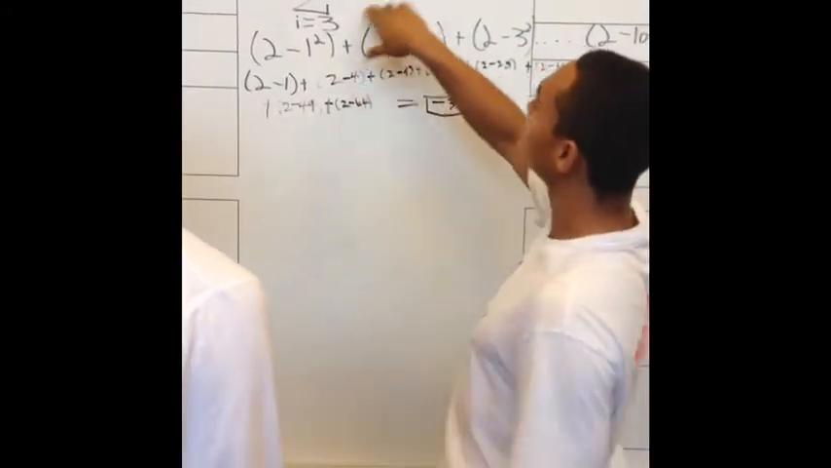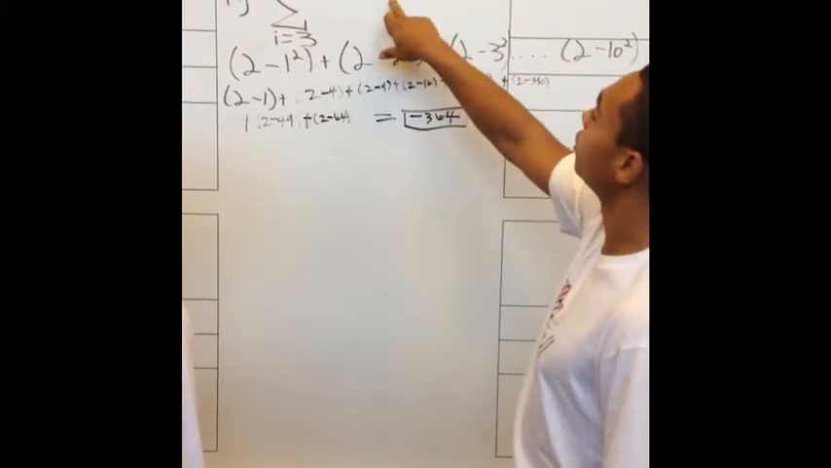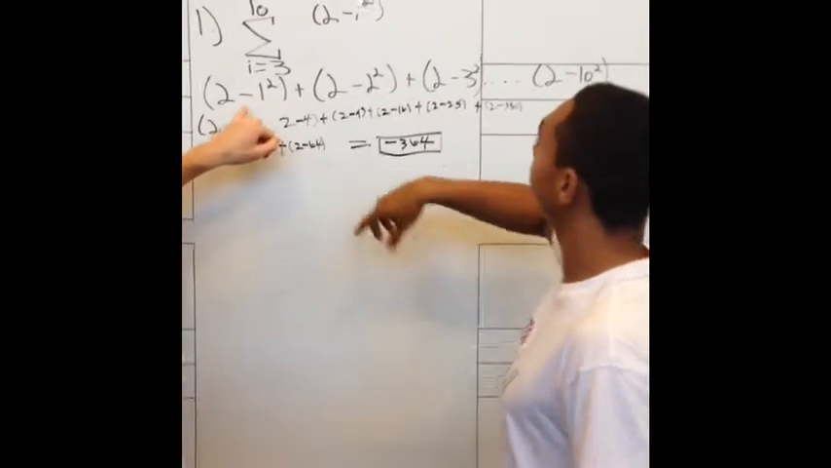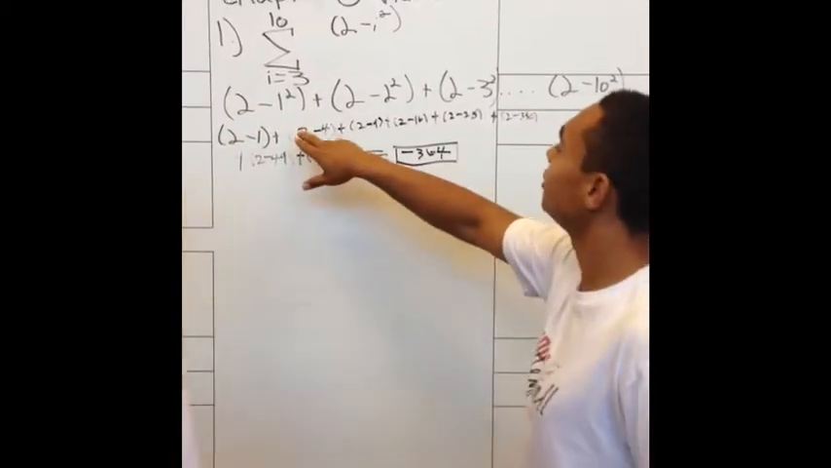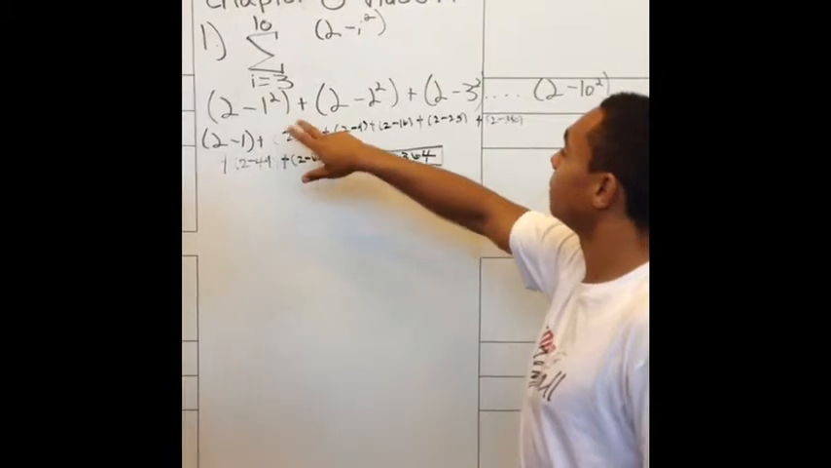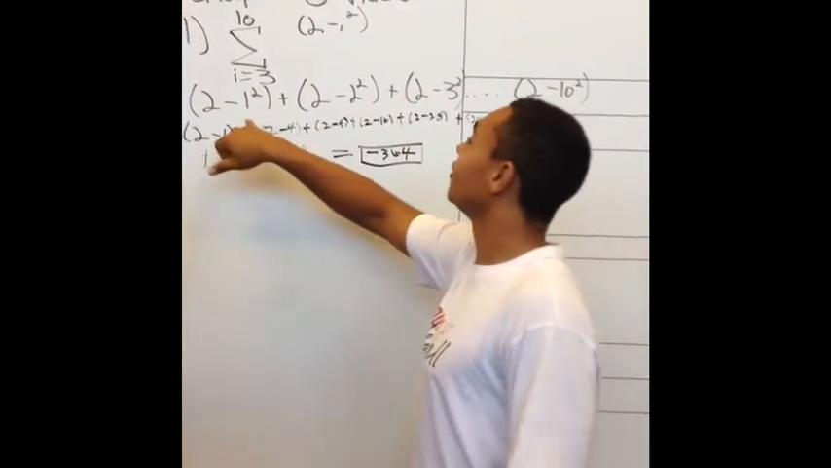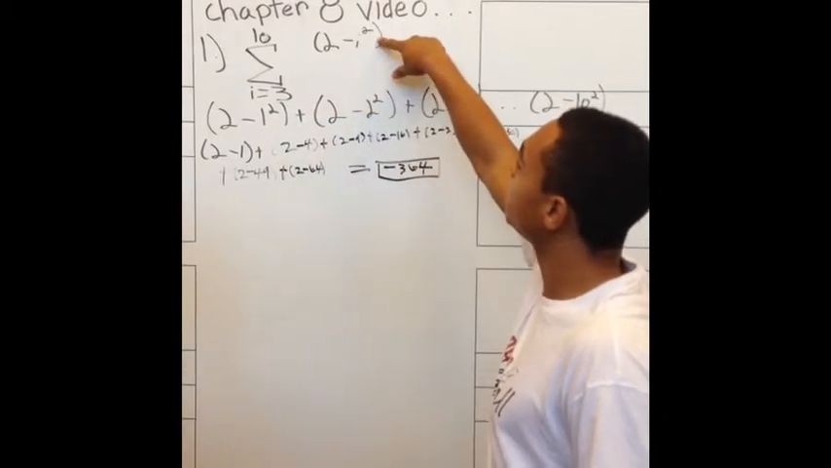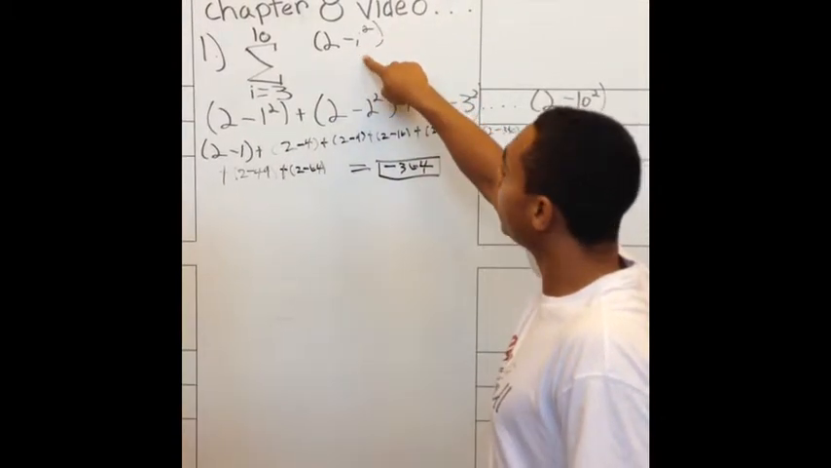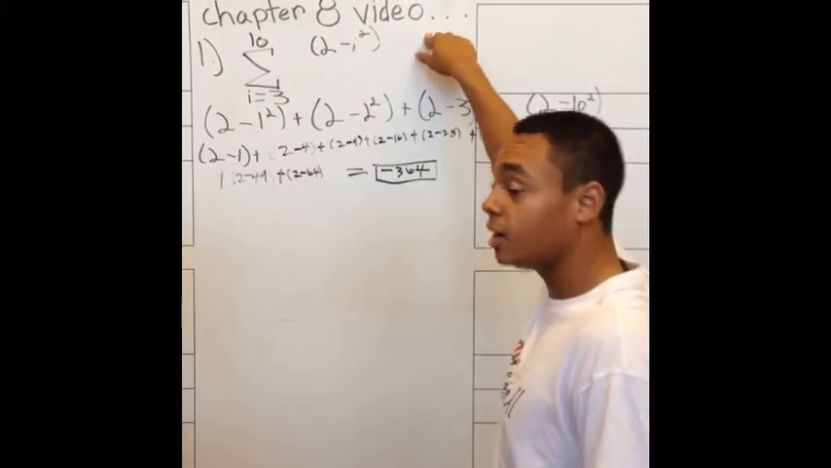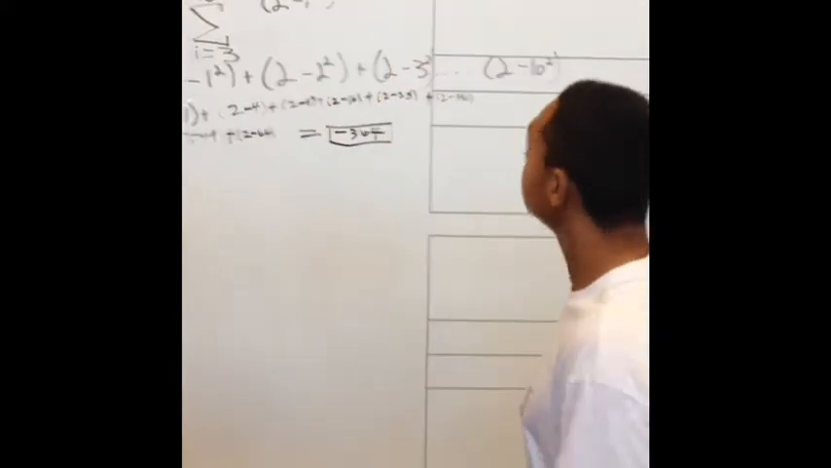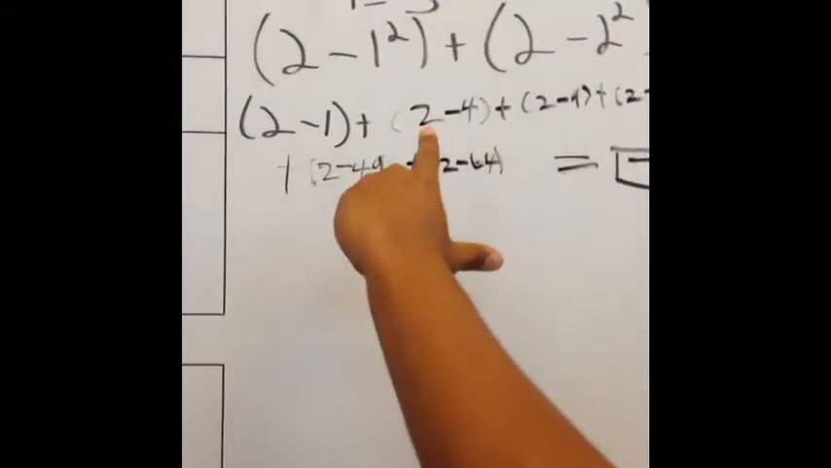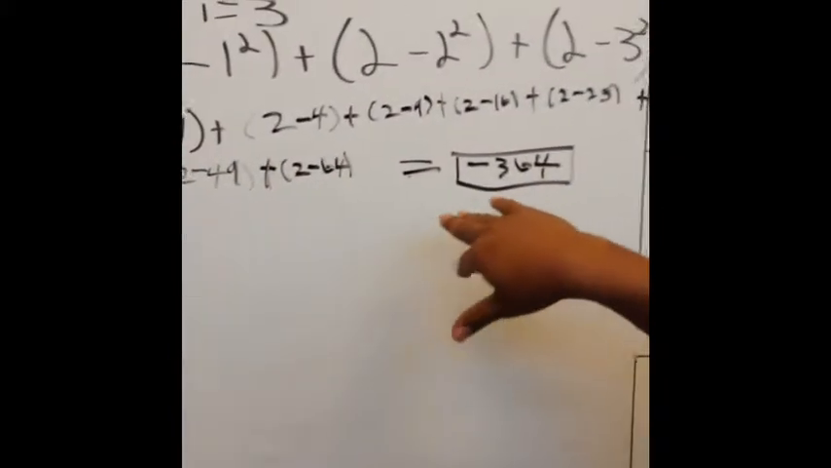So what we do is we plug 3 in for i. For every term, for every time we go up, after 2 minus 3 squared, we do 2 minus 4 squared, and keep going until you get to 2 minus 10. And we did that, and we added it all together, and we got this number.